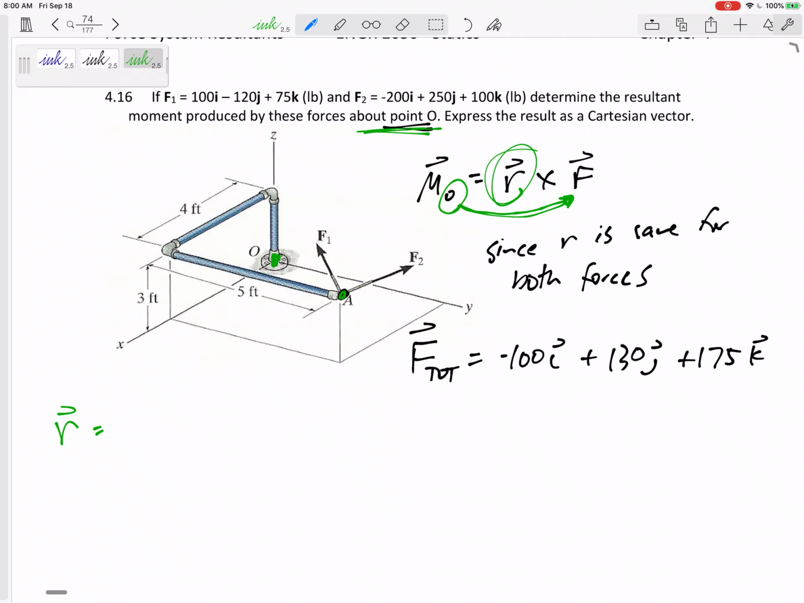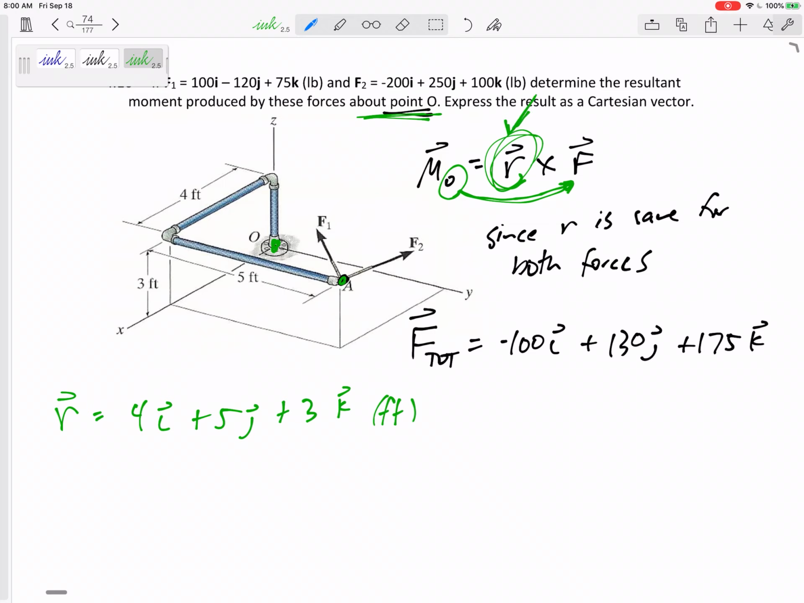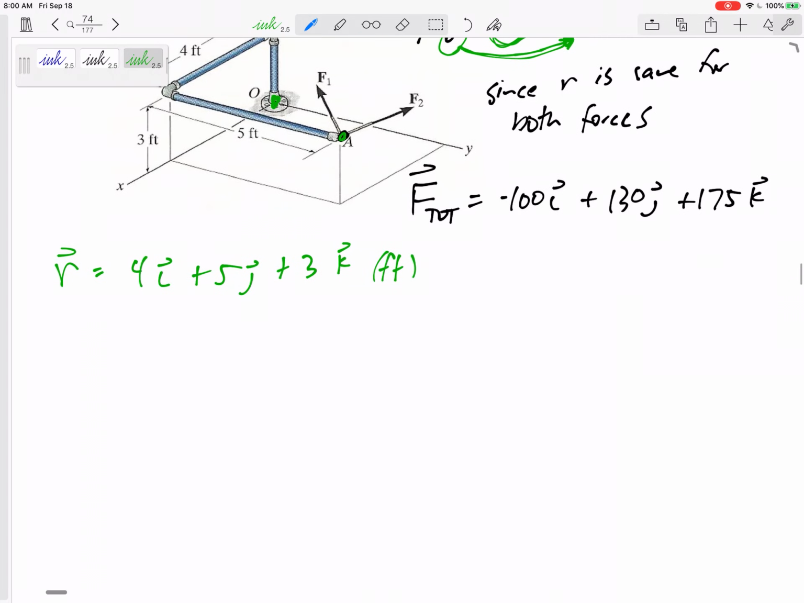How far does it go in the X direction? 4 in the I. How far does it go in the J? 5 in the J. And then it goes up 3 in the K. Now, I'm not going to divide that by its magnitude. This is not an R over R. It's just an R. Leave it as an R. It does have units, and it needs units. All right, so there, I've got the R right there, and then I just had the F right there. So now I'm ready to do my cross product.